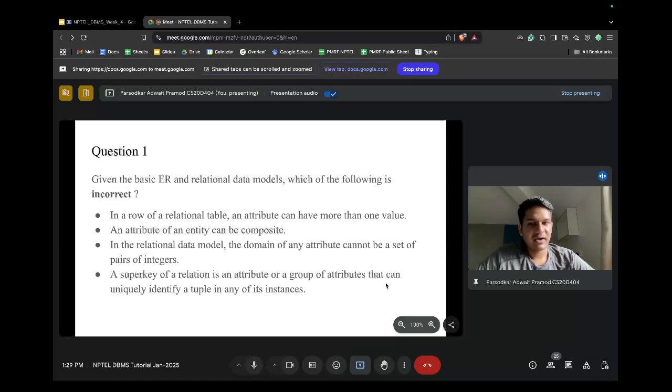So is it clear why one is incorrect and the others are correct? Any doubts in this? Okay, so here is the answer.